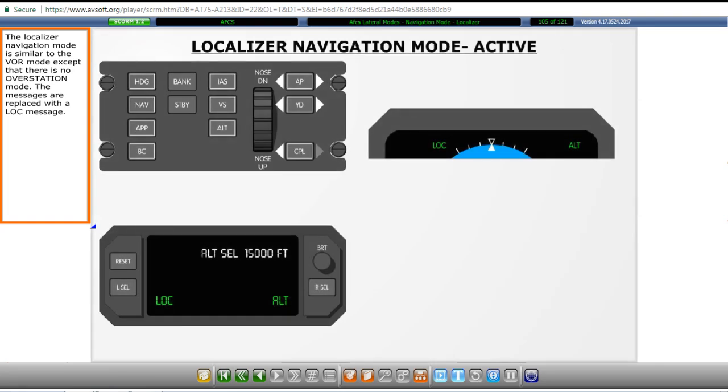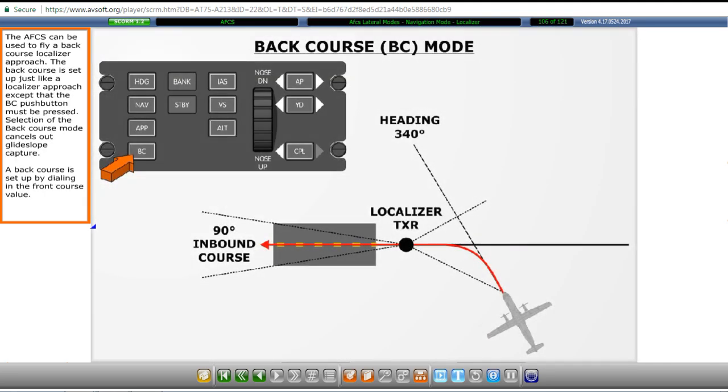The localizer navigation mode is similar to the VOR mode, except that there is no overstation mode. The messages are replaced with a localizer message. The AFCS can be used to fly a back-course localizer approach. The back course is set up just like a localizer approach, except that the back course push button must be pressed. Selection of the back course mode cancels out glide slope capture. A back course is set up by dialing in the front course value.